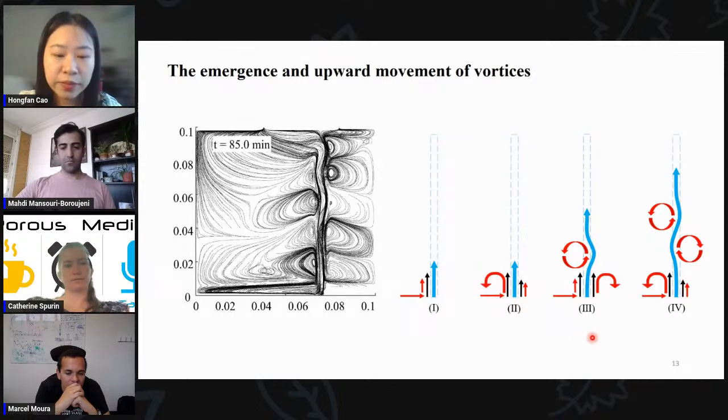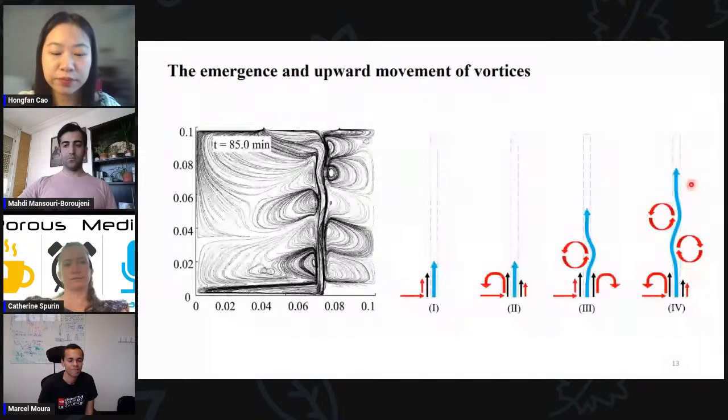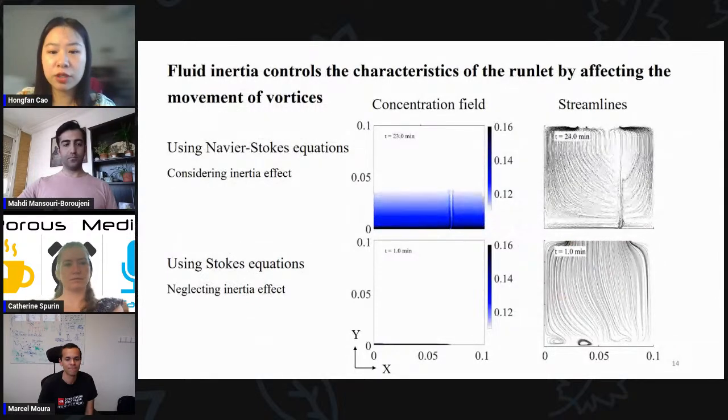Then at the third stage, because of the upward movement of the lighter fluid pushing up, the vortices will go up, and there is more space for another vortex to occur. At the last stage, we can observe many vortices and the upward movement of the vortices. And as we just discussed, the upward movement of vortices seems related to the fluid inertial force.